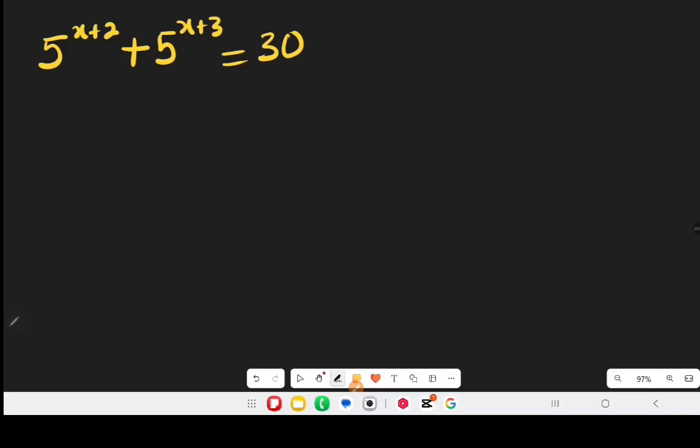Today I'm going to show you how to solve this exponential equation: 5 raised to the power of x plus 2 plus 5 raised to the power of x plus 3 equals 30.